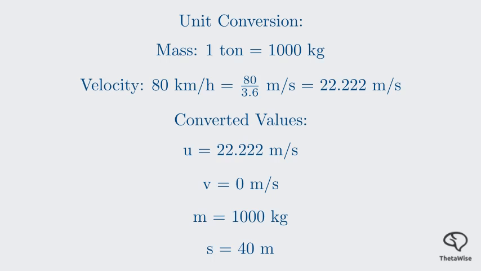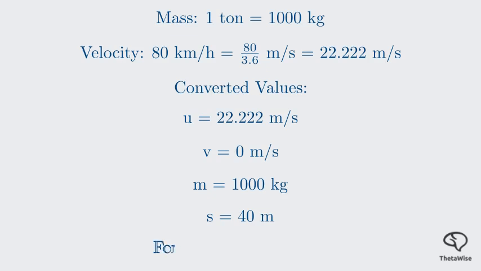We need a kinematic equation that relates u, v, s, and a. Looking at the standard equations of motion, the one that fits perfectly is v squared equals u squared plus 2as. So, we'll use the formula v squared equals u squared plus 2as. This equation allows us to find the acceleration a because we know all the other variables.